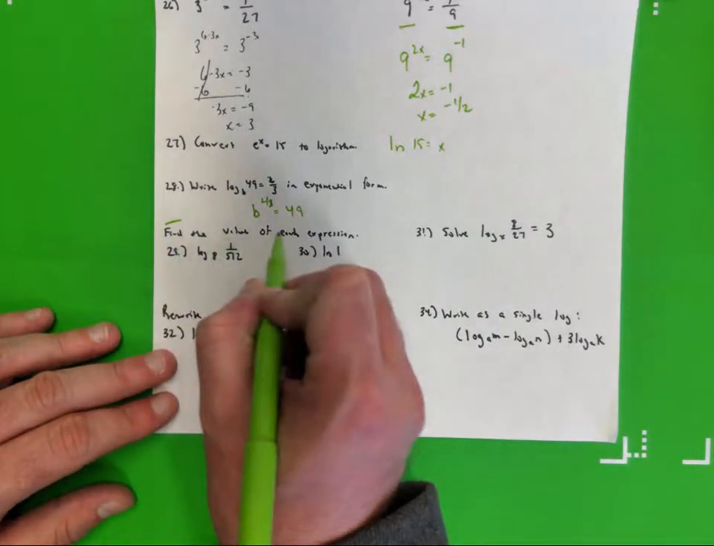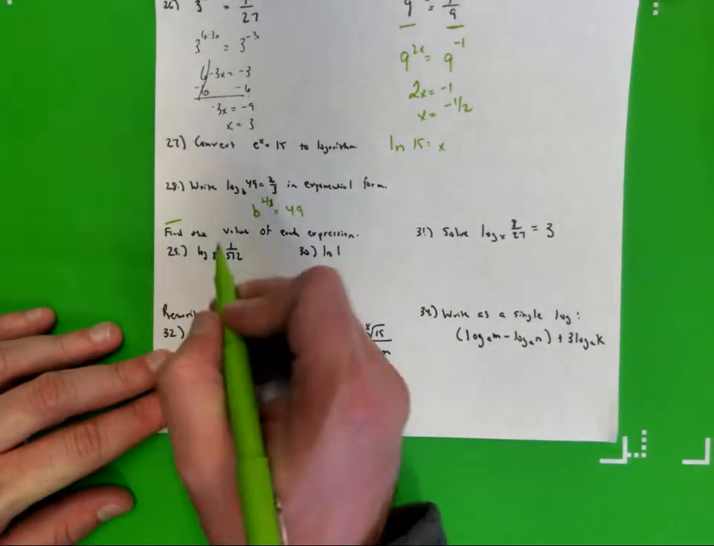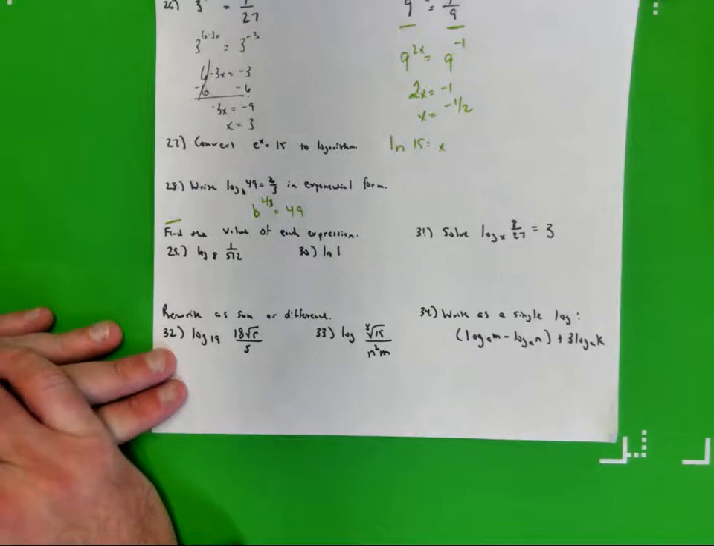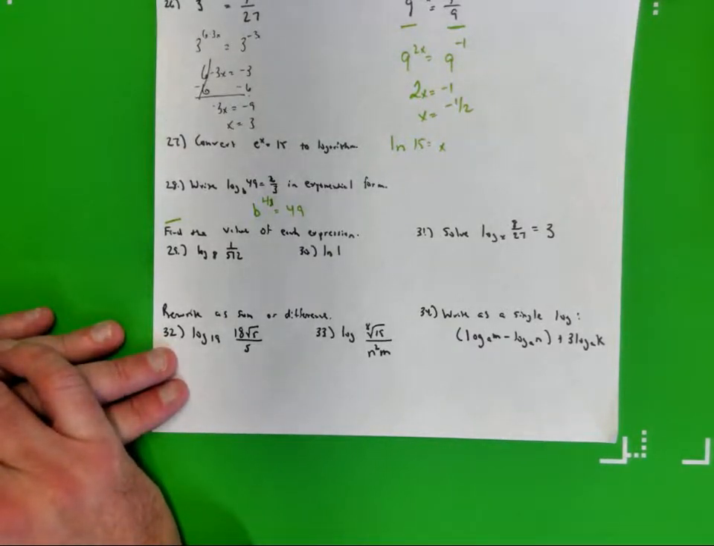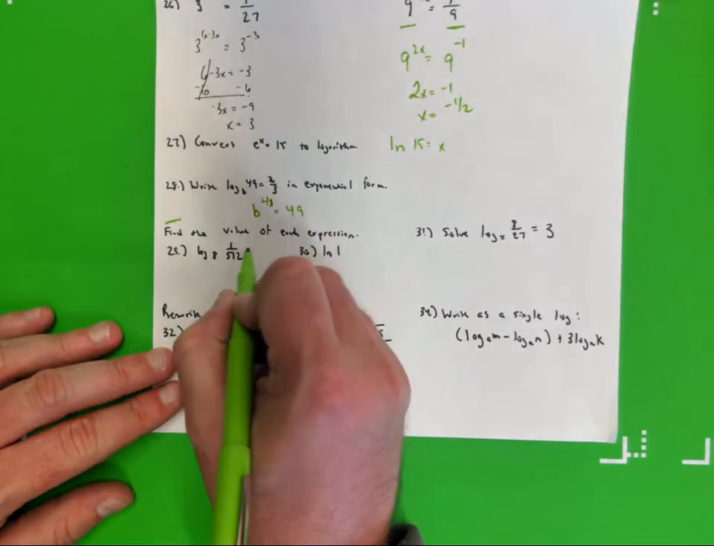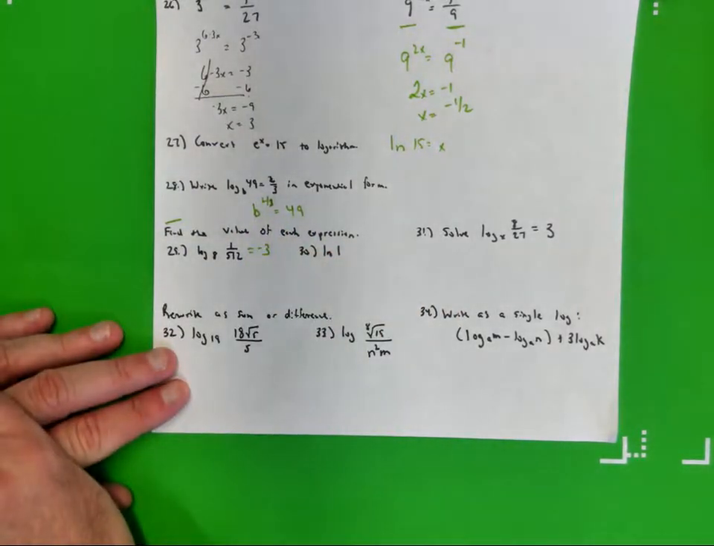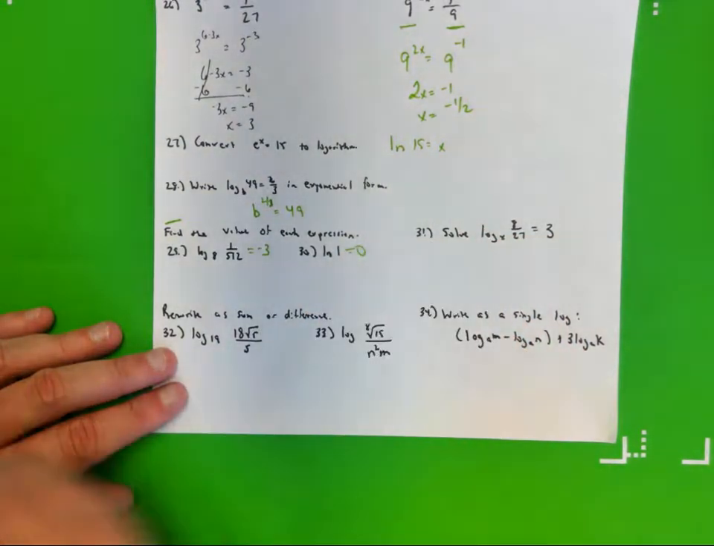Log base 8. We want to find the value of the expression. 8 raised to what power will give you 1 over 512? Negative 3. Very good. E to what power gives you 1? 0. Very good.